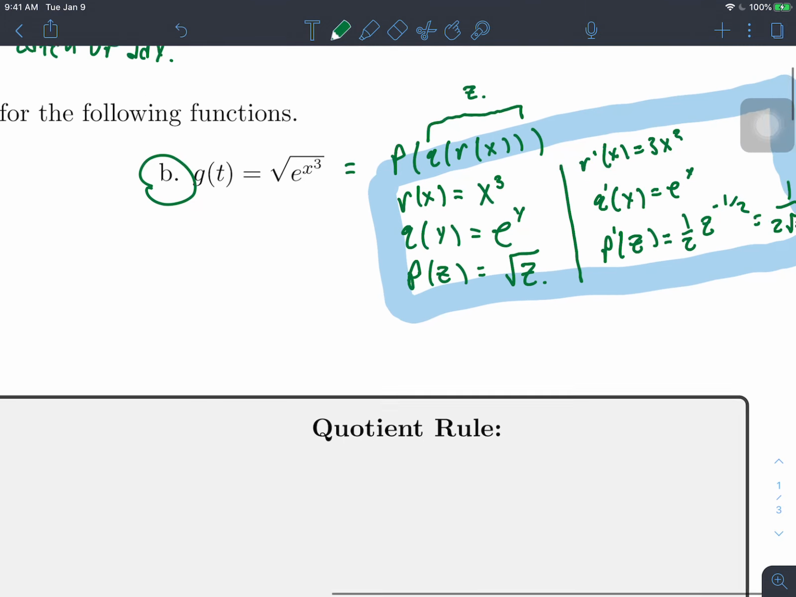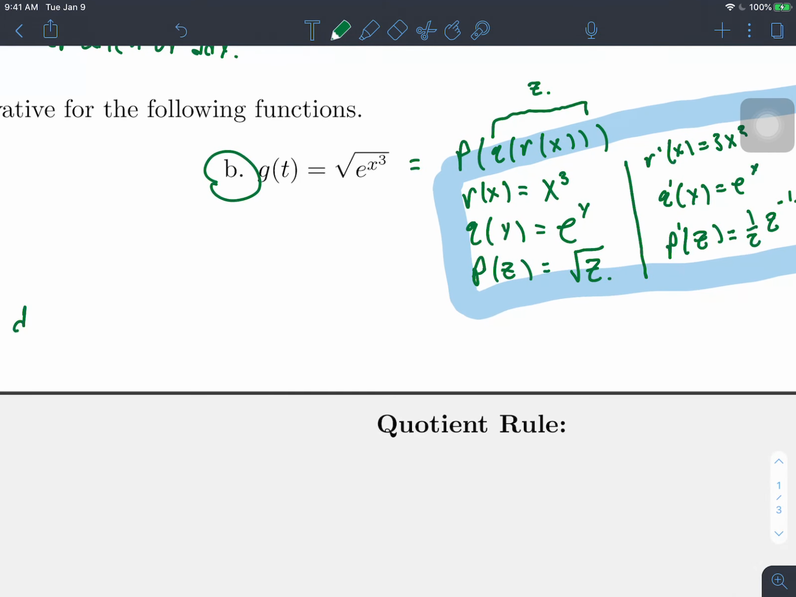Now, if I want to do the derivative of, remember that's what this d/dx notation means, the derivative of p of q of r of x, what I should do first is the derivative of the outermost function and leave the inside completely alone. I'm going to leave q of r of x just like how it was.